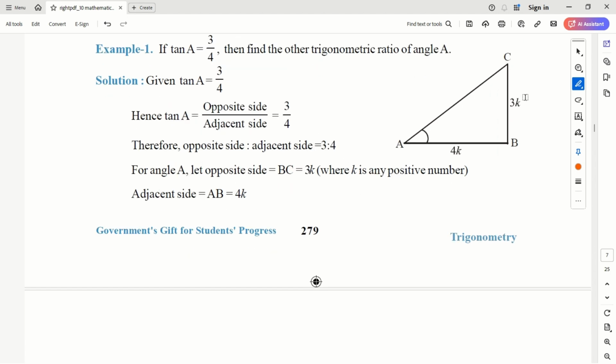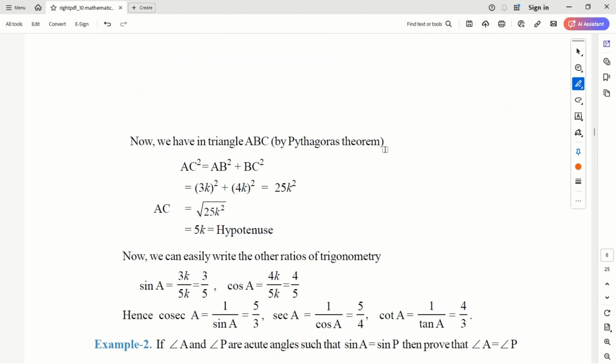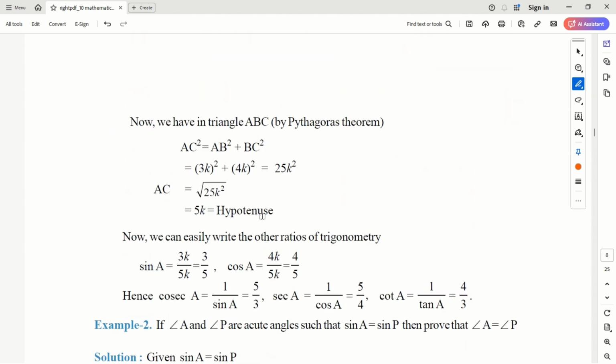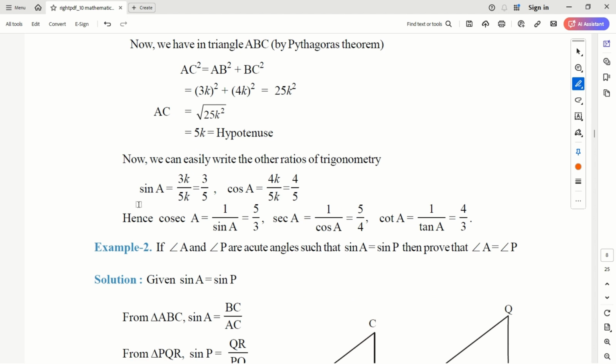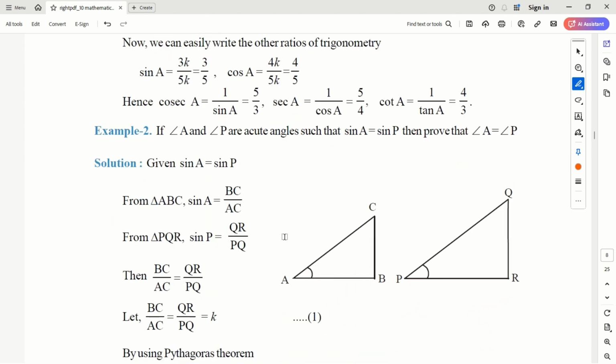If you apply Pythagoras theorem on this one, you will get AC as 5k. Okay. Once you know that hypotenuse is 5k, all the ratios you can find out. Sin A is 3k by 5k, which is 3 by 5. Cos A is 4k by 5k, which is 4 by 5. Then cosec is 5 by 3, secant is 5 by 4, and cot is 4 by 3.